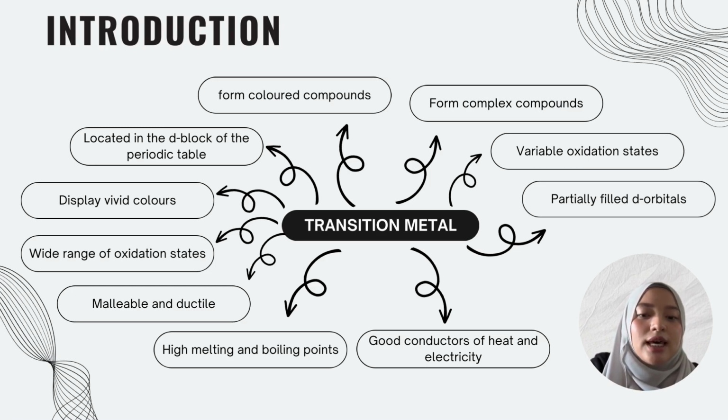Many transition metals and their compounds display vivid colors. This phenomenon arises from the absorption and re-emission of light in the visible range, giving rise to the vibrant colors often associated with transition metal compounds. For example, copper compounds are often blue or green, while iron compounds can be yellow, red, or green.